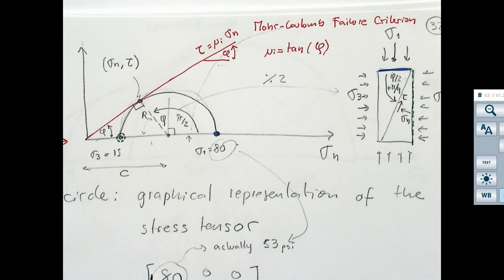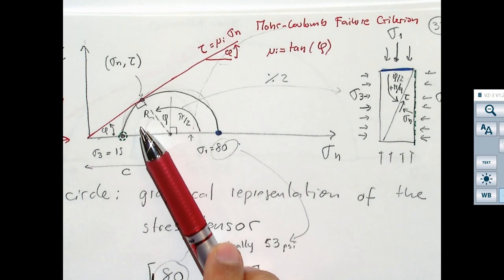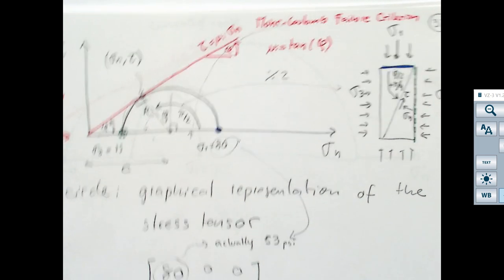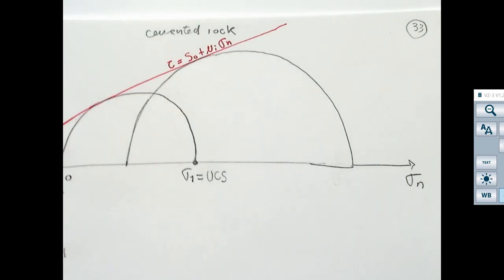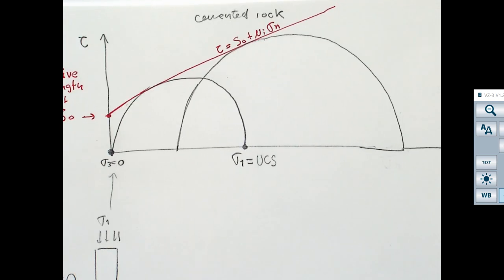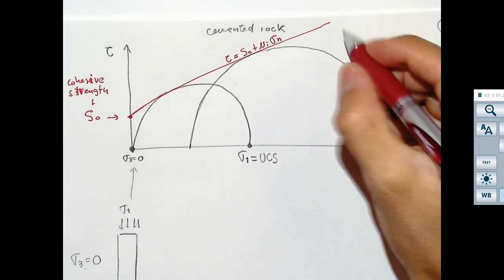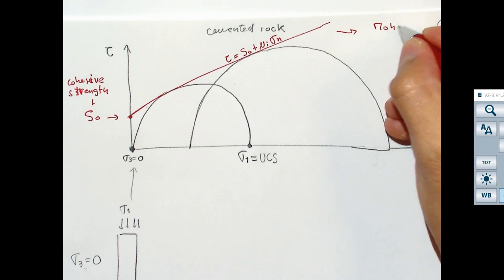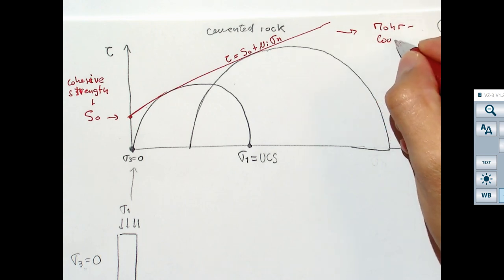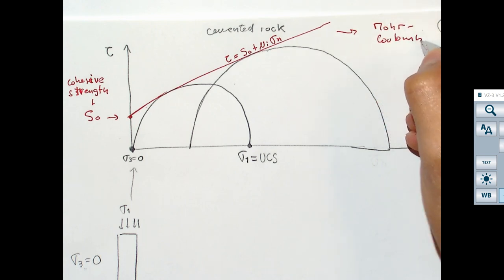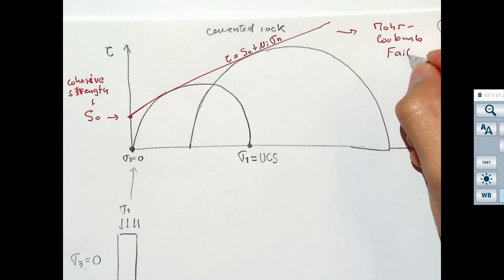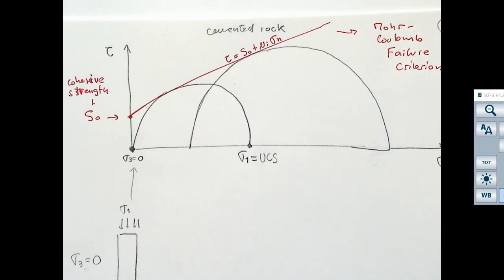And this case, remember, was for uncemented sands, but we saw that we can write something very similar now for a cemented rock. And in this case, this is also the same thing. It is a Mohr-Coulomb failure criterion. And remember that this one is for shear strength. Okay.